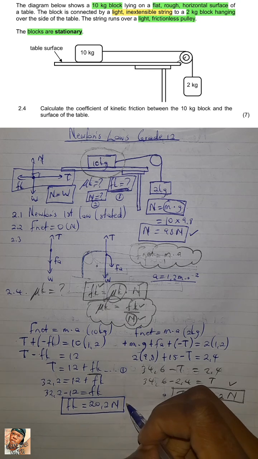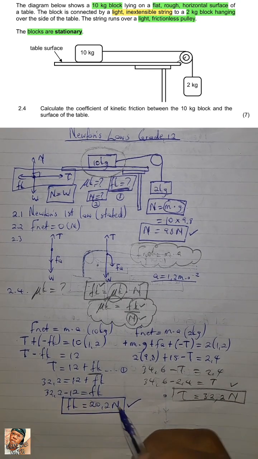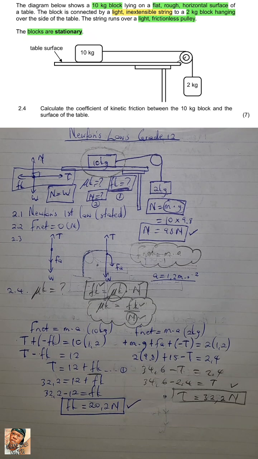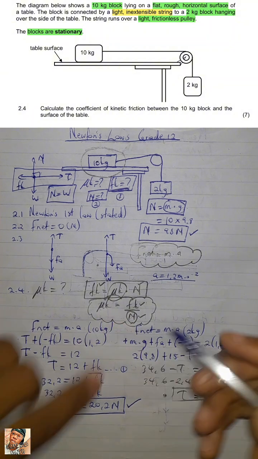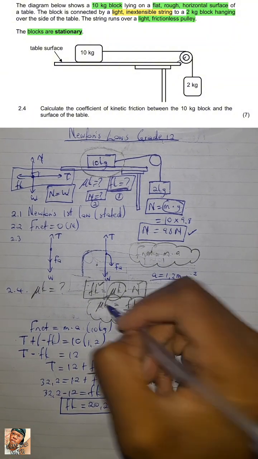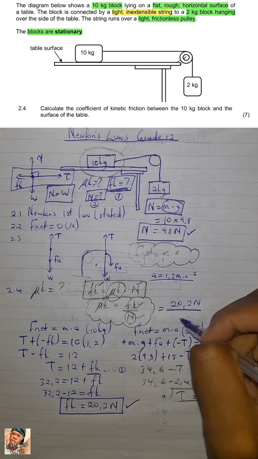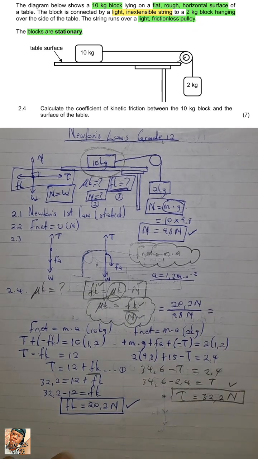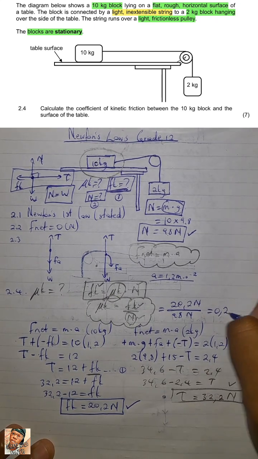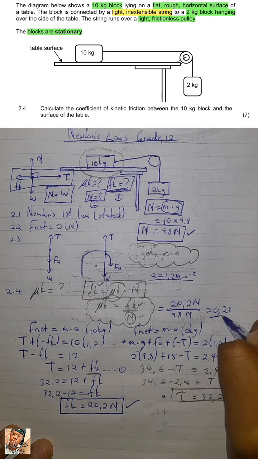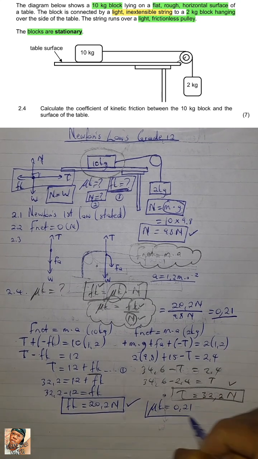Now we have determined both the kinetic frictional force and the normal force. So the normal force is 98 newtons and the kinetic frictional force is 20.2 newtons. So what is going to be the coefficient? The coefficient is equal to the frictional force divided by the normal force. So the coefficient is going to be equal to the kinetic frictional force, which is 20.2 newtons, divided by the normal force, which is equal to 98 newtons. So what is this equal to? 20.2 newtons divided by 98 newtons is equal to 0.206, which is equal to 0.21 to 2 decimal places. So the coefficient of the kinetic friction is equal to 0.21, and this is how we get our 7 marks.